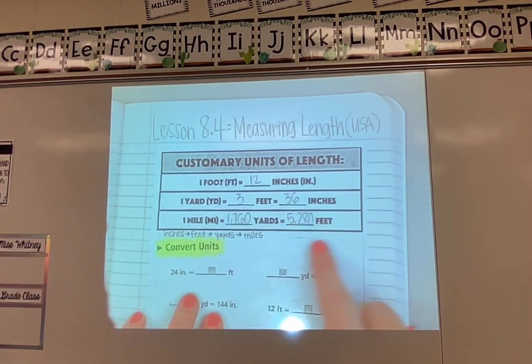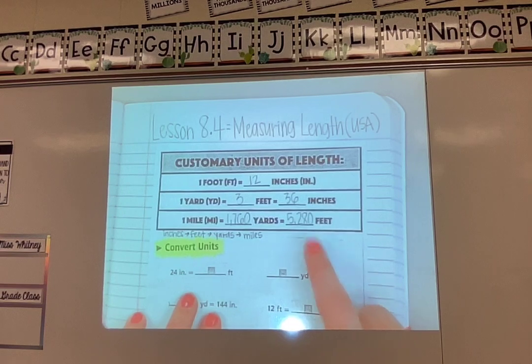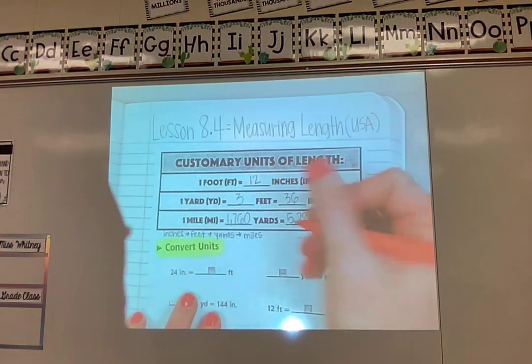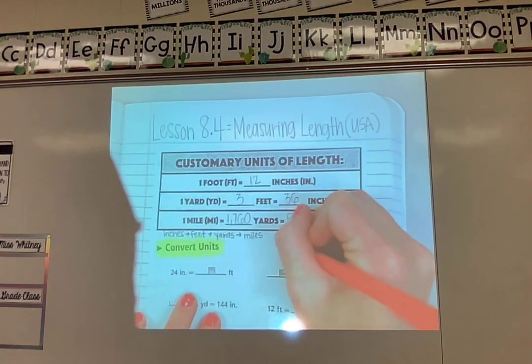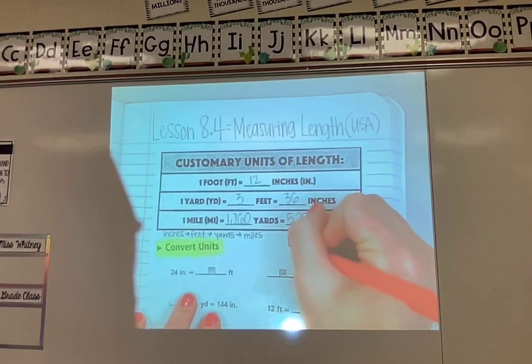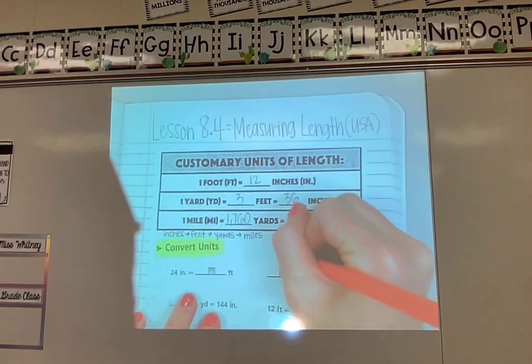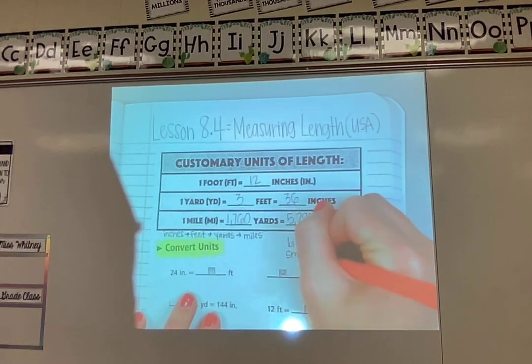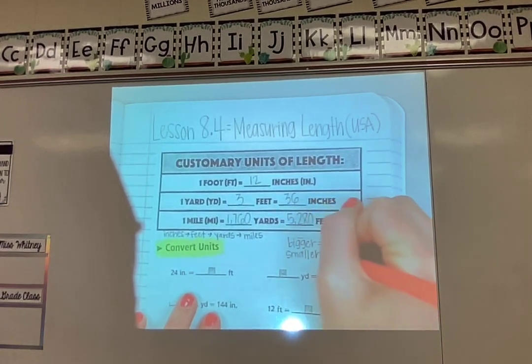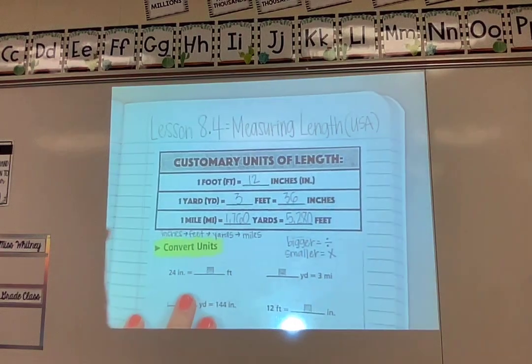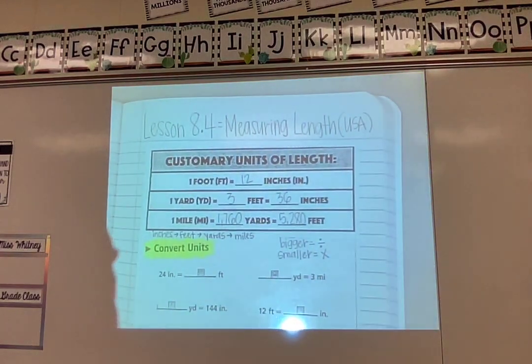Now, here's a little helpful hint. We're going to write it right here. It's going to be very important, but it's not going to make a ton of sense right now. We'll use it here in just a second, though. If I'm going bigger, I need to divide. If I'm going smaller, I need to multiply. Okay, I'm going to highlight that because that's going to be really important.